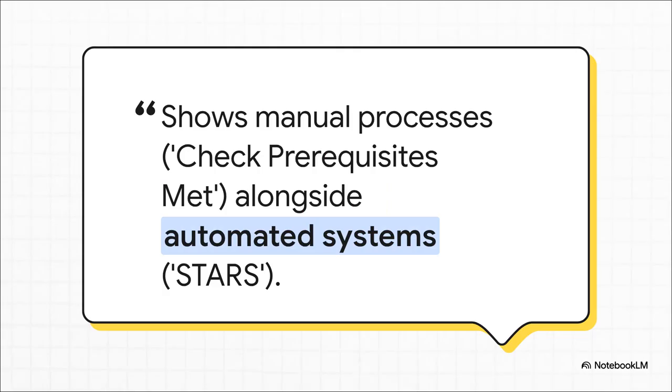And this example from a university's registration system just shows it perfectly. In this physical DFD, you can see that checking prerequisites is a manual process, meaning a person is actually doing it. But enrolling the student is automated, and it's done by a specific computer system named STARS. You'd never see those kinds of details on a logical DFD.